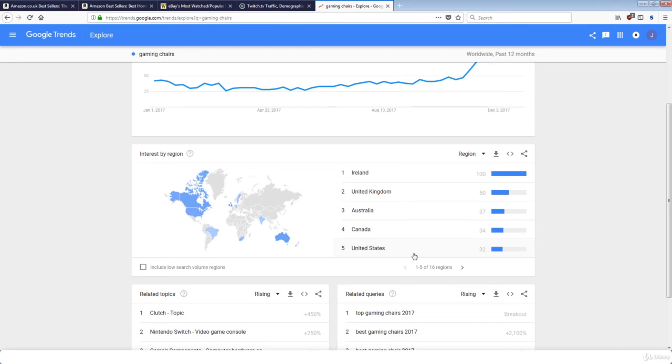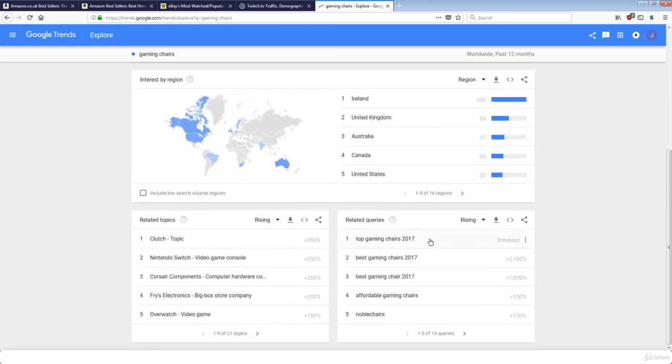Now, it doesn't mean there are actually more searches for it, because it's relative to the population. I'm quite sure there aren't more searches because Ireland is a very small country. So it's very unlikely that there will be more volume of searches for gaming chairs on Google in Ireland than there will be in the United States. But relative to the population, there is more. So there's more interest in gaming chairs in Ireland. And you can also look at the related queries to give you other ideas for products. Now, there's nothing really here that gives us any other ideas for products.